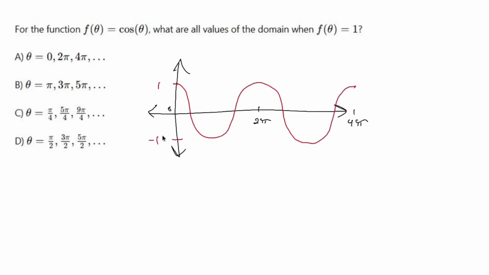Okay, here's 0. Now we care about when this is equal to 1. So when f of theta is equal to 1, we have this line right here. What a perfect line that I just drew.